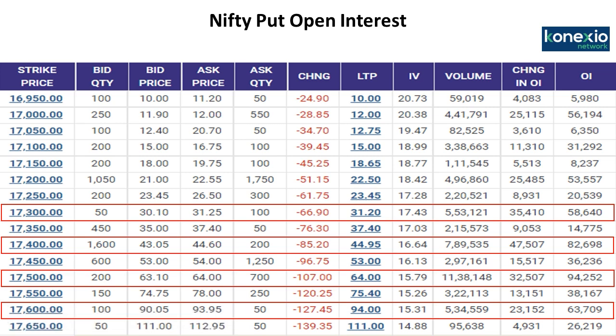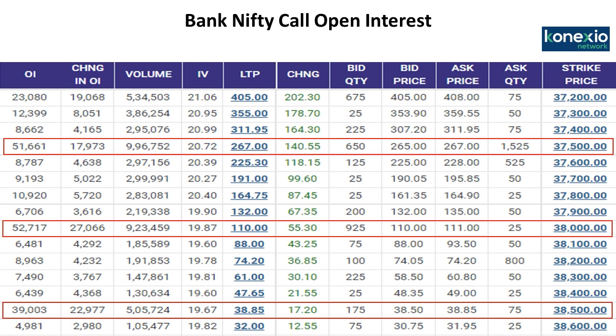Now let us discuss what we have observed in Bank Nifty calls. On the screen, you will see the action was seen in 37,500 calls, then 38,000 calls, and 38,500 calls. Now here also you can see there has been a rise in the open interest, there has been a rise in the volumes. The implied volatility is also rising, but it is still in the comfort zone. It is just between 19.67 to 20.72.